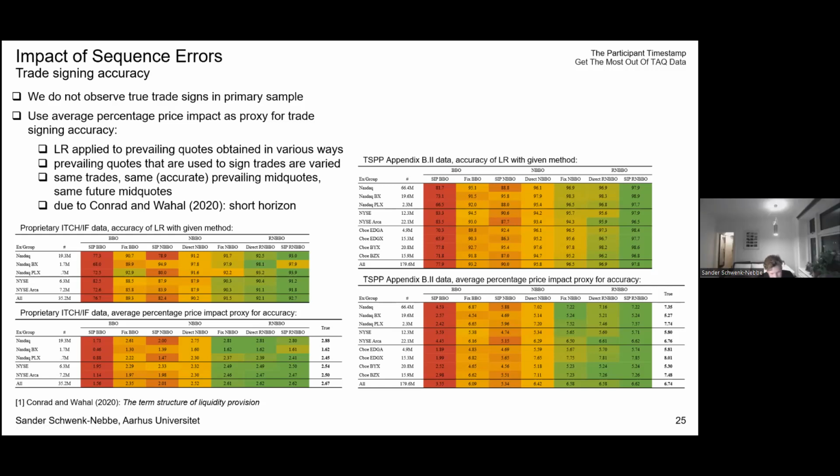So this proxy actually quite well covers the actual trade signing accuracy. The proxy is just plain and standard average percentage price impact. We do use the 1 second price impact here. That is due to Conrad and Wahal from 2020, who show that a short horizon in many cases is preferred. You can see that the trade sign accuracy is very similar to the proxy.